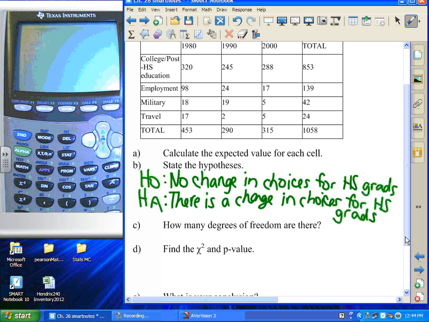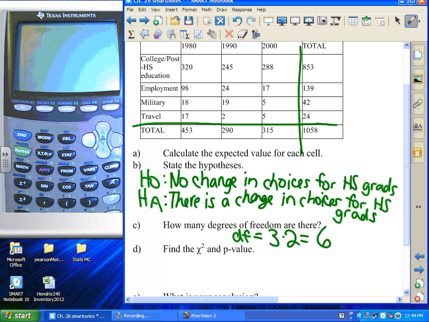Okay, here's our complicated calculation: the degrees of freedom. How many, okay, don't count the total. That's just totals. So, how many rows do we have? 4. So, 4 minus 1 is 3. And help out those people who think this is complicated. How many columns do we have? 3. 3 minus 1 is 2. So, our degrees of freedom is 6.